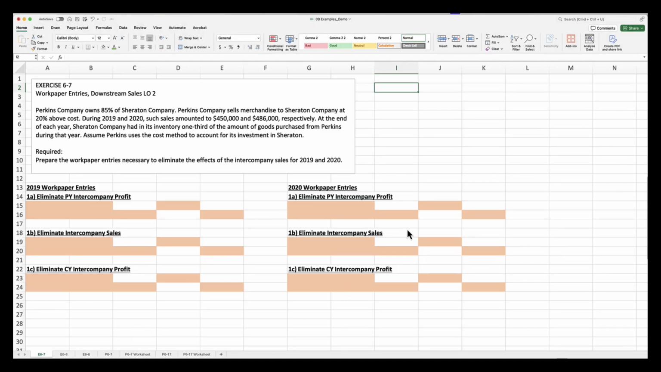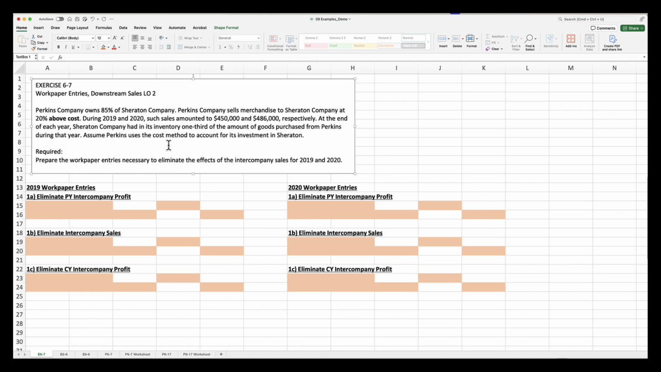In this example, we're going to be working with a company that has downstream sales. So we have Perkins Company owning 85% of Sheraton Company. Perkins Company sells merchandise to Sheraton Company at 20% above cost. Now remember that above cost, that's going to be important. So let's go ahead and bold that while we're here. During 2019 and 2020, such sales amounted to $450,000 and $486,000 respectively.